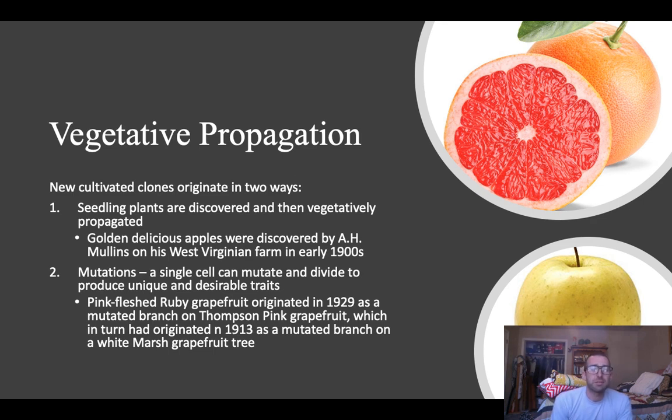And the example I gave there is the pink-fleshed ruby grapefruit, which originated in 1829 as a mutated branch on a Thompson's pink grapefruit. So on this branch of this Thompson's pink grapefruit, we had a mutation that occurred that resulted in a ruby-fleshed or pink-fleshed grapefruit, and then we maintained this characteristic by propagating off of that branch.